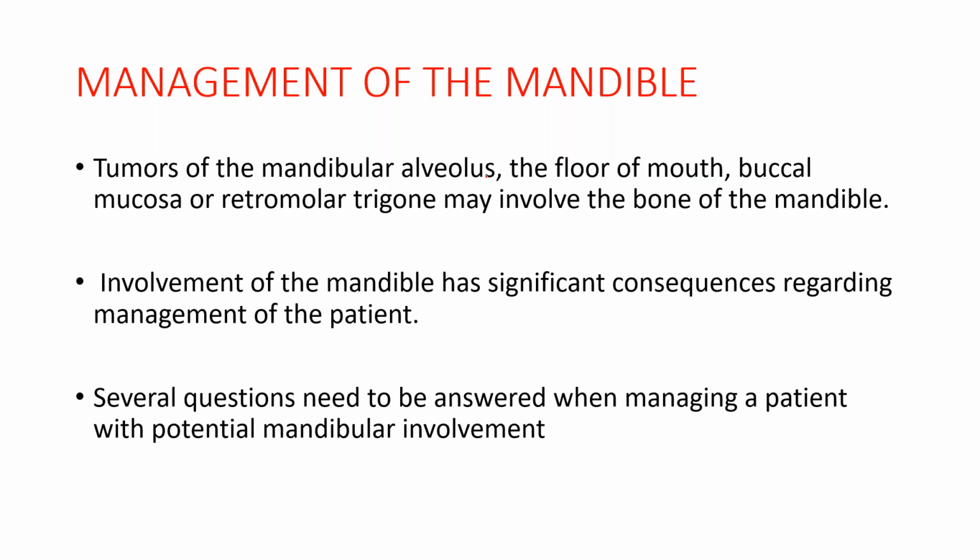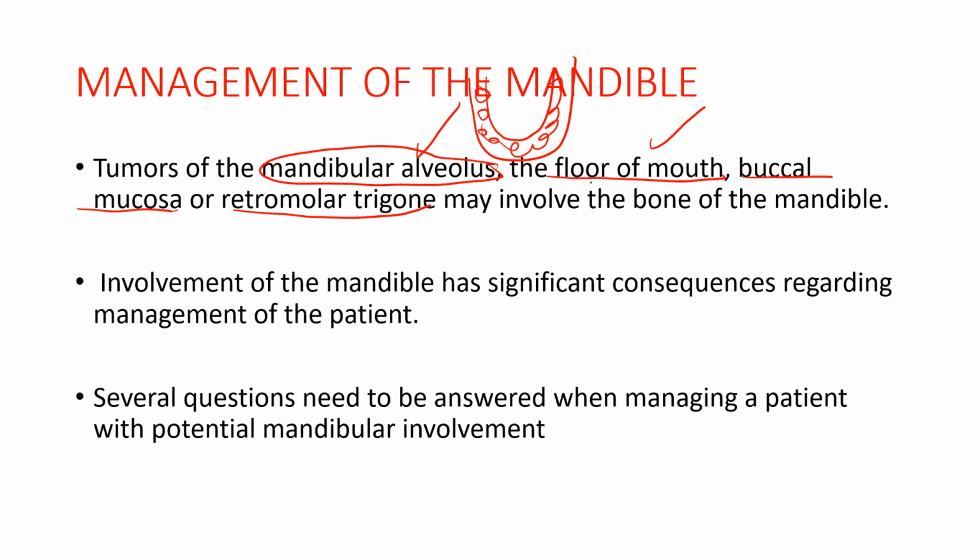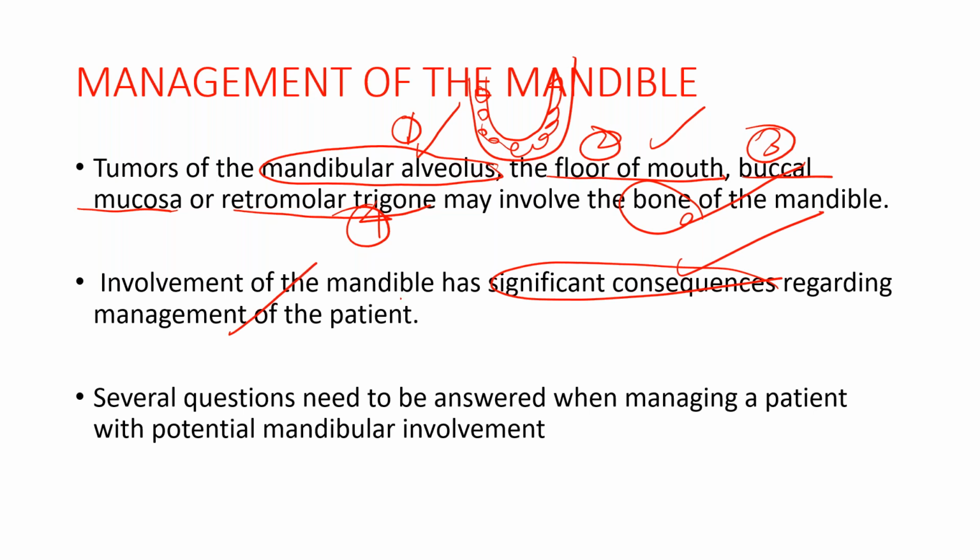So the mandibular alveolus, as we have seen last time, is the part present at the level of your mandible teeth sockets. Then the floor of the mouth, buccal mucosa and retromolar trigone. All these four regions involve the bone of the mandible. Then what is to be done is important. There are significant consequences, because the management is based on the involvement of the mandible.